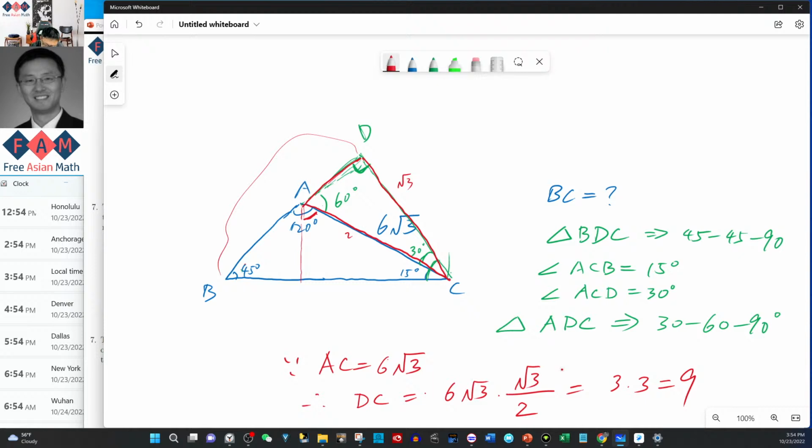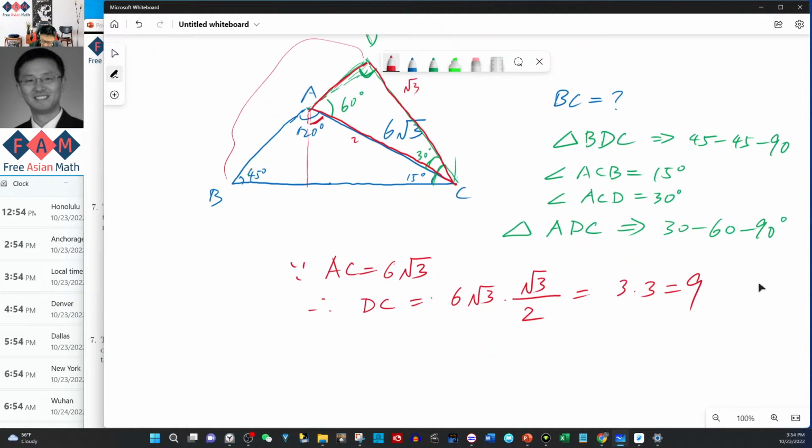But at the same time, you can get AD. Clearly, AD is just 1/2 of AC. That's just 3 times square root of 3, just 1/2. This is the shorter side of the 30-60-90 triangle. Therefore, AB equals BD minus AD, 9 minus 3 square root of 3. And that's what AB is. But we are not required to do that, were we? We were required to do BC, but BC is simply square root of 2 times BD. So it doesn't really matter.